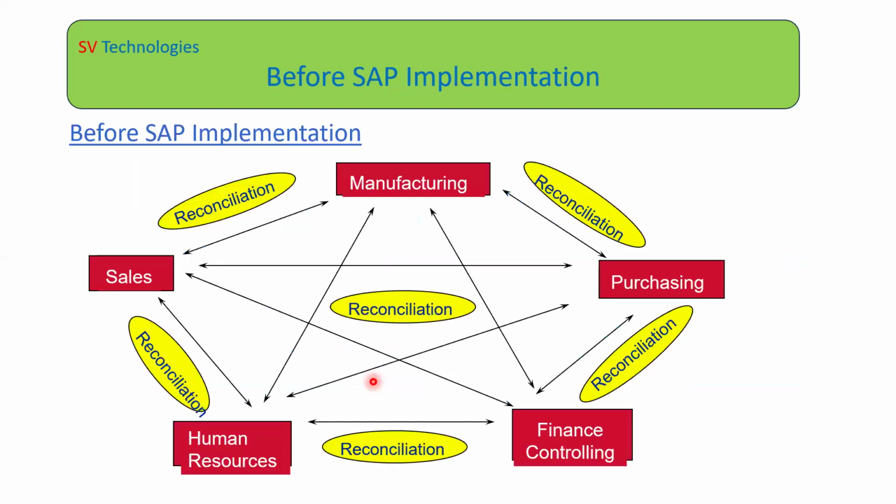So this is before implementing SAP. Same thing as I explained earlier. Suppose before implementing SAP, to pass the customer order information from the sales department to manufacturing, if they don't use any ERP system, either SAP or some other, what will happen? After getting the order from the customer, they need to pass that information to the manufacturing department, either by sending a mail or some documentation to this department.